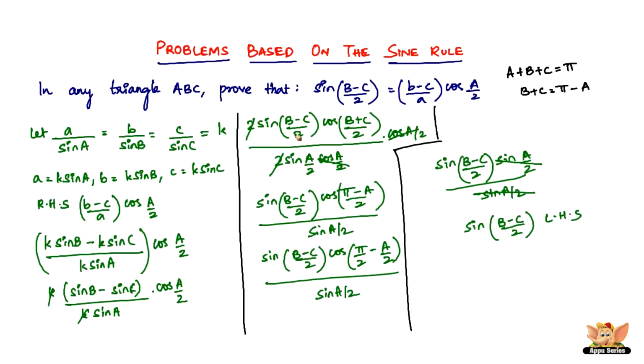So sine of (B minus C) by 2, we got it. All that we had to do was get rid of all the things by manipulating and manipulating, using all the formulas that we learned in the early videos. So finally we've reached the left hand side, which is sine of (B minus C) by 2. And that ends this problem as well as this video. I'll see you in the forthcoming videos with more problems based on the sine rule.